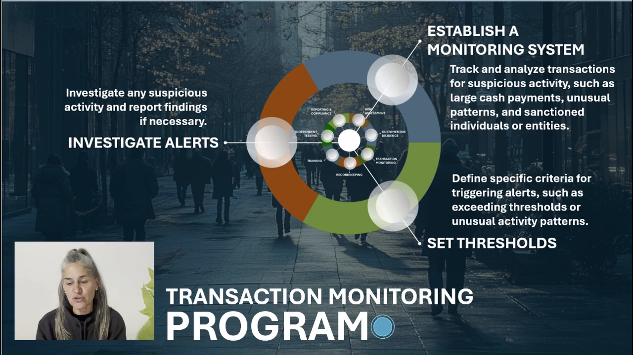For your transaction monitoring program, establish a monitoring system. Track and analyze transactions for suspicious activity, such as large cash payments, unusual patterns, and sanctioned individuals or entities. Set thresholds. Define specific criteria for triggering alerts, such as exceeding thresholds or unusual activity patterns. Investigate alerts. Investigate any suspicious activity and report findings if necessary.